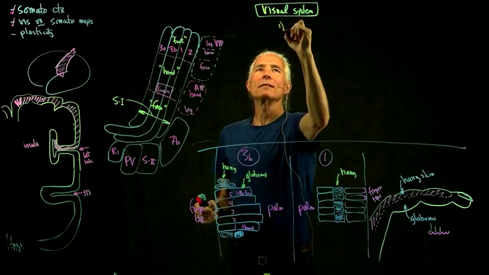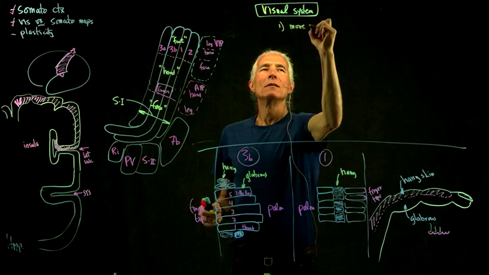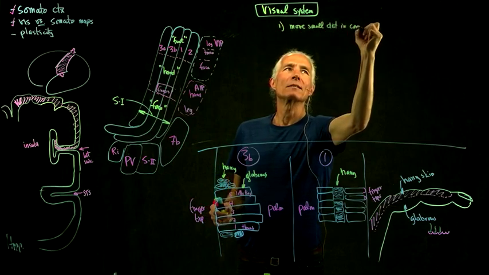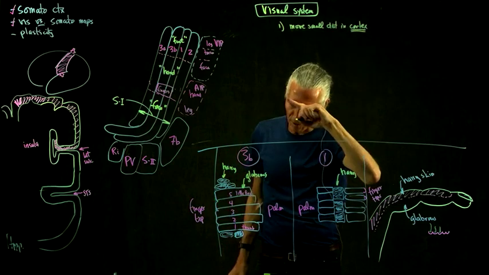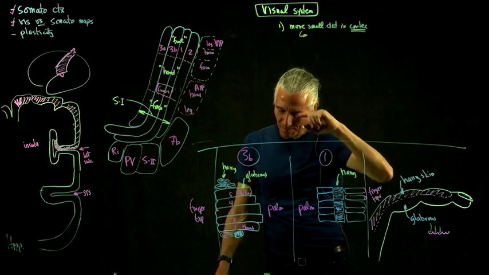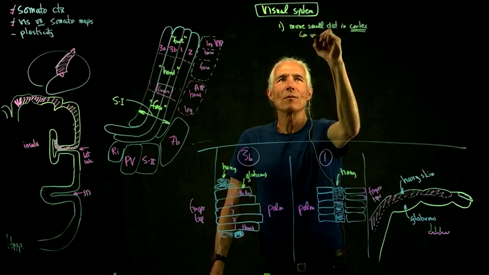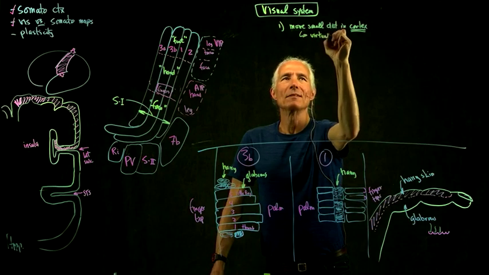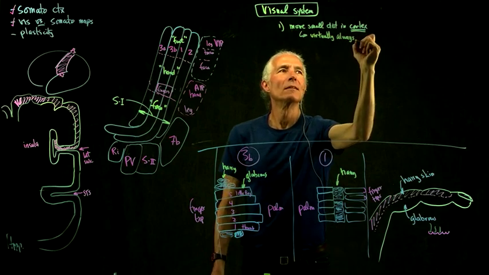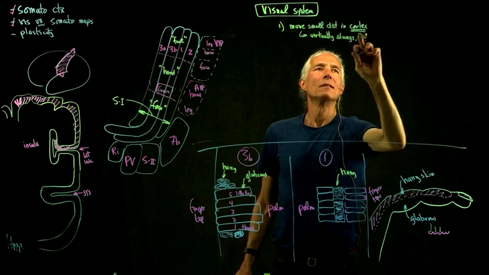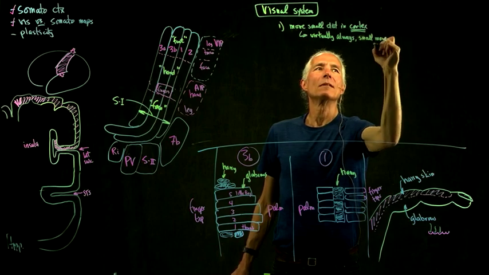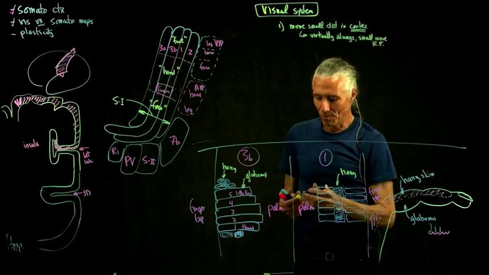The other way around is to move a small distance in the cortex. And what you see in the visual system is that virtually always, there's a few exceptions of course, virtually always, there's a small movement of the receptive field. And so what does that mean?